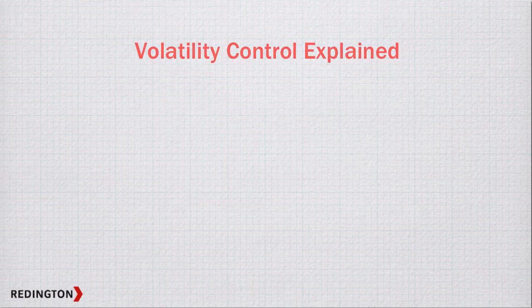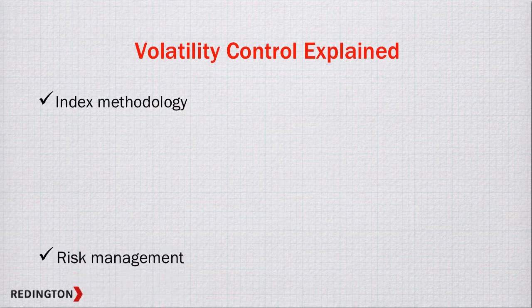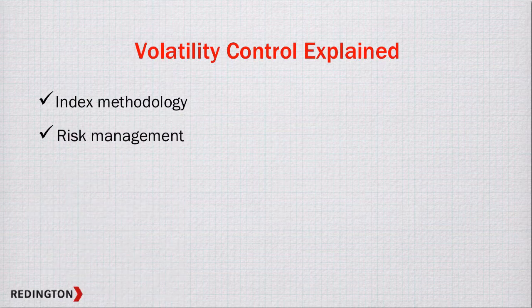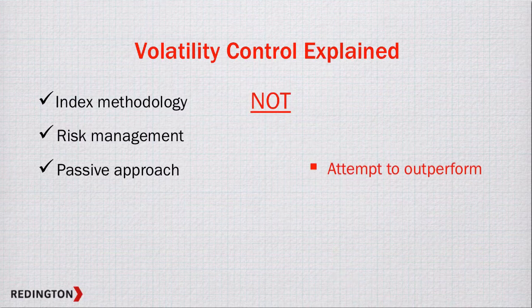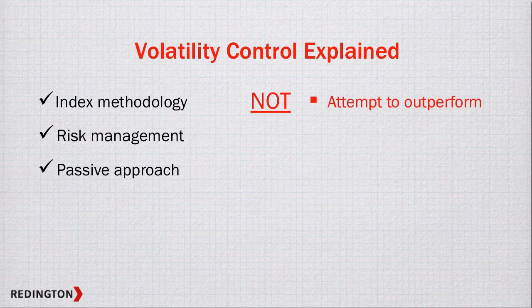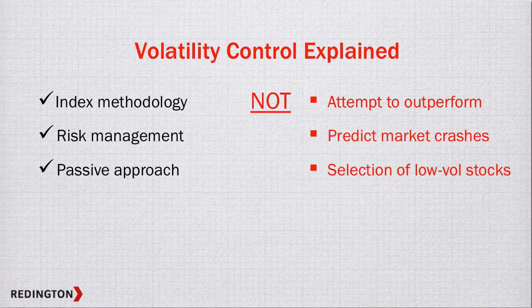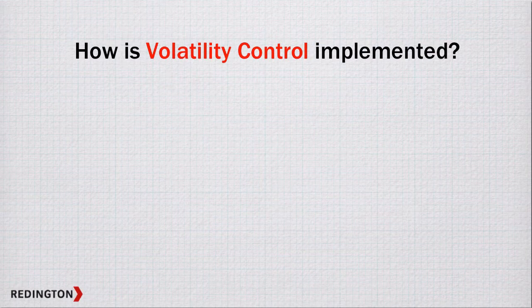So how does this work in equity markets? Volatility control is an index construction methodology. It's a technique for risk management, and it's a passive approach to investing. It's not an attempt to outperform a particular benchmark. It's not a technique for predicting market crashes, and it isn't a technique that looks at selecting or weighting individual stocks. We implement volatility control by varying the exposure to equities dynamically in response to changes in the market volatility.